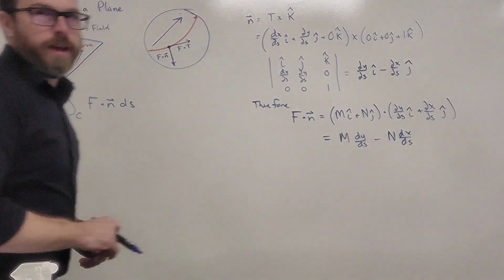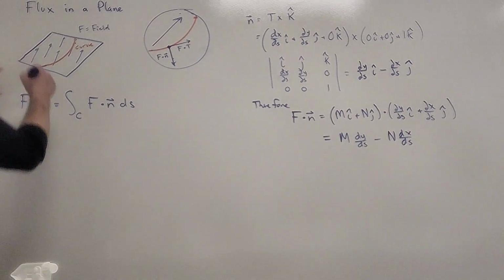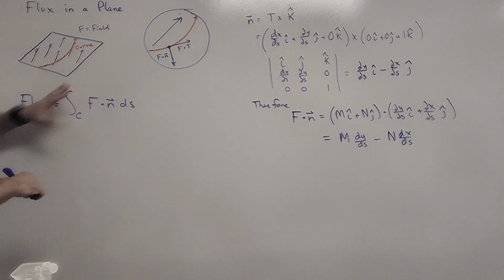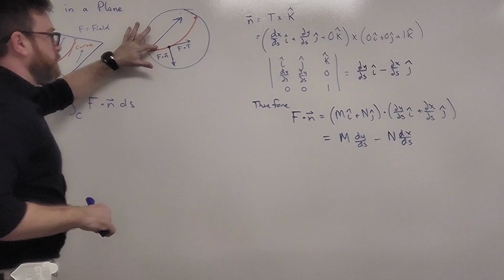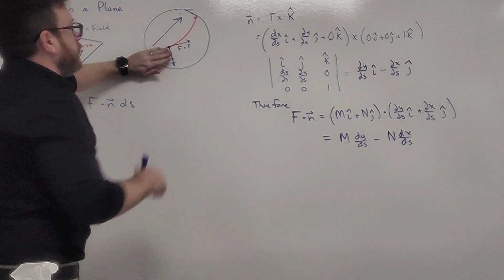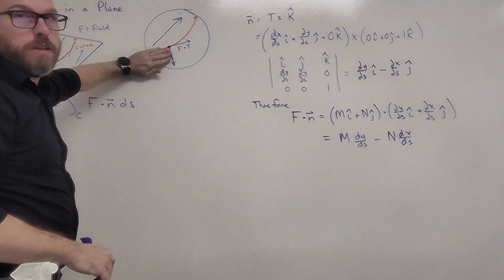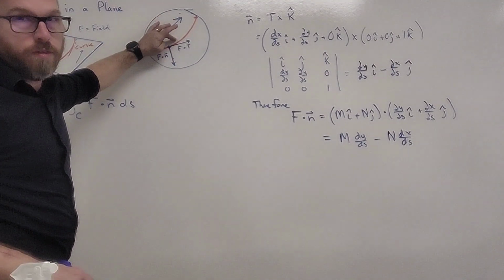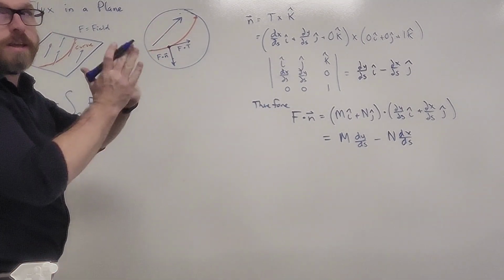All right, so we're going to do flux in a plane. So if I have a plane here, then these are the field lines F, and red being the curve. If I zoom in, this is your field line of F, and this is going to be your curve. We know that the work is the integral of F dot T, because what we want to know is what this does in the direction of the curve. But when we're asking about flux, what I want to know is what it does against the curve.